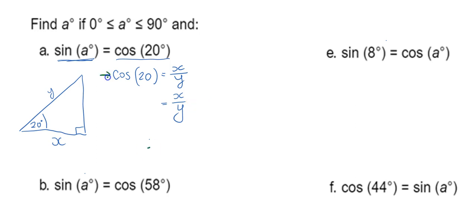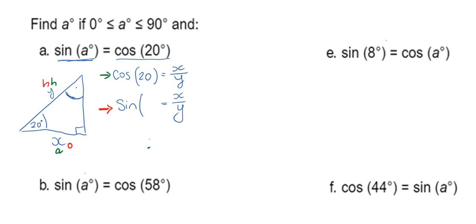Now when we did this one, x was the adjacent side and y was the hypotenuse. When we do sine, x is going to be the opposite and y is going to stay the hypotenuse, which is going to look like this. So if we could find that angle, we'd have the opposite over the hypotenuse, which would be x over y, which would be the same thing. So we just need to find out what that angle is.